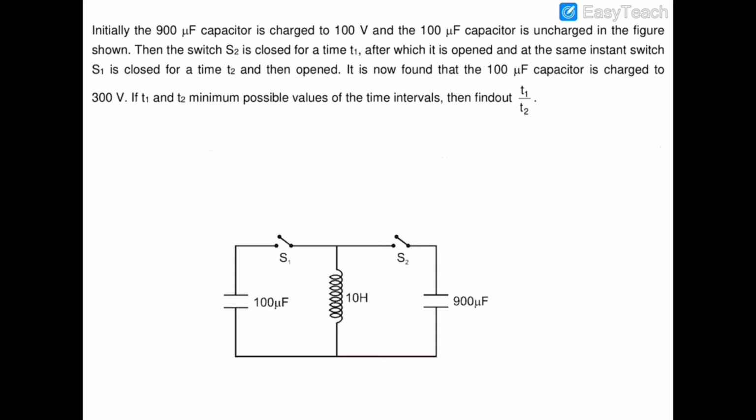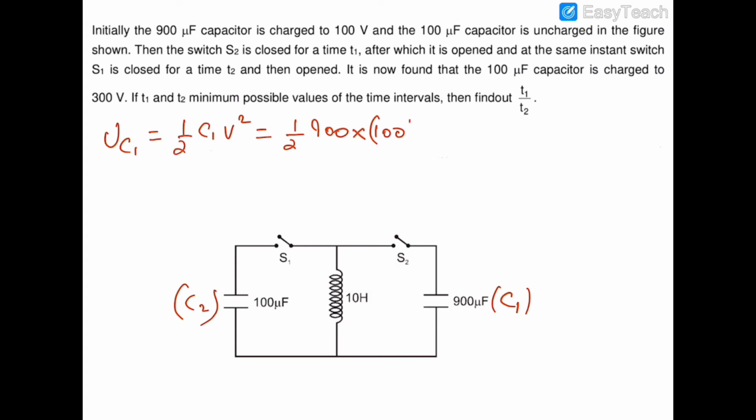So first of all, let us examine this question by energy. We can see the initial energy stored in this capacitor. Let us name this capacitor C1 and this C2. So the initial energy stored in C1 was half C1 V square, where C1 was equal to 900 and V square was 100 square, into 10 to the power minus 6. So we can see that this energy would be 9 by 2 joules.